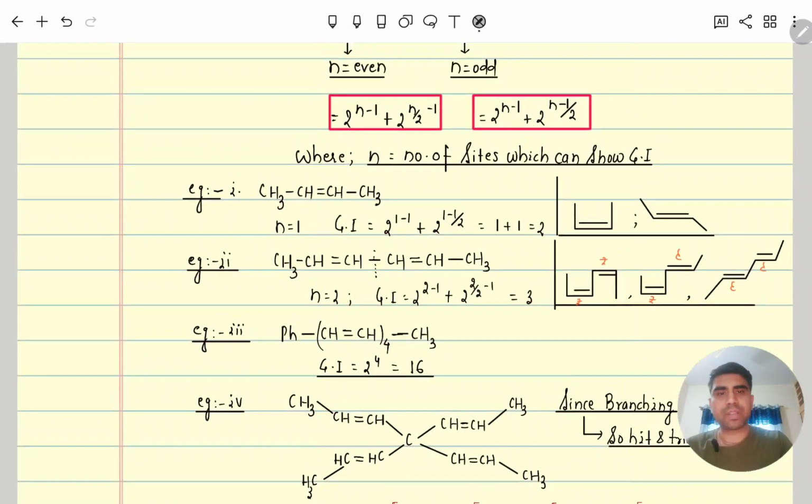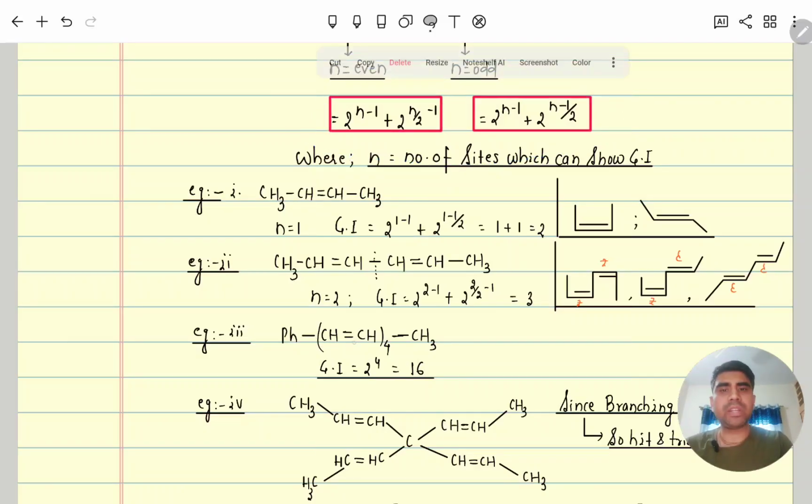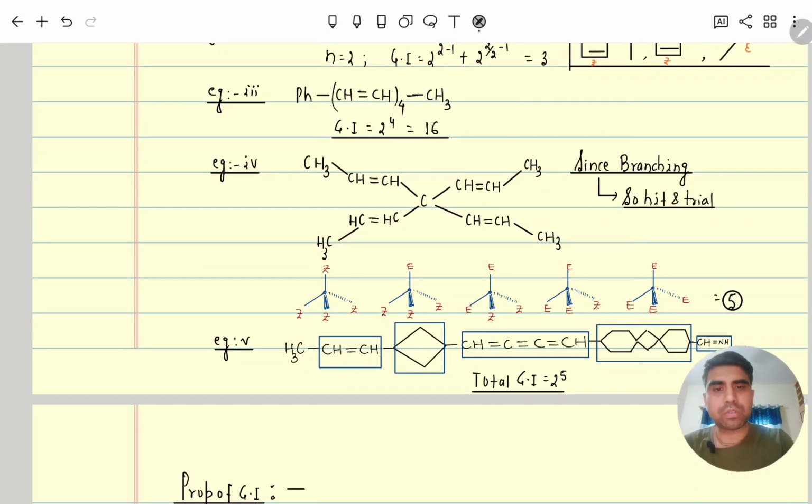Now coming here, this formula is only valid when the system does not have branching. Like here no branching, here no branching, here no branching. But here, if we consider this one as the main chain, then this is considered a branch. So now we cannot apply this formula. Always we have to do it by hit and trial method. Suppose with respect to this carbon it is Z, so this will also be Z, Z and Z. Or 3 are Z, 1 will be E. Or 2 are Z and 2 will be E. Or 3 will be E, 1 will be Z. Or 4 will be E. So total how many? 5.